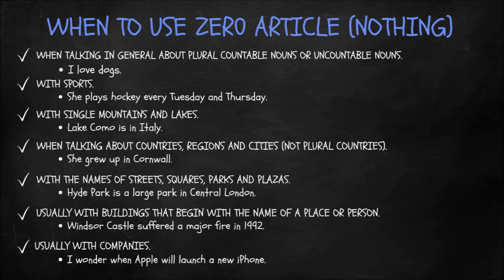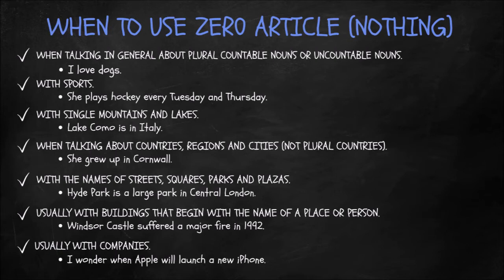And then when talking about most countries, we looked at the exceptions actually on the previous slide. Most countries, regions and cities, they do not take an article. So she grew up in Cornwall. Cornwall is a region in the UK and it doesn't take an article. Most do not. Also, no article with the names of streets, squares, parks and plazas. So Hyde Park is a large park in central London. Okay, so Hyde Park, no article. Also central London there has no article.